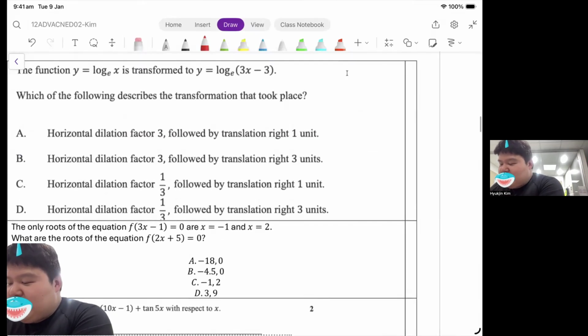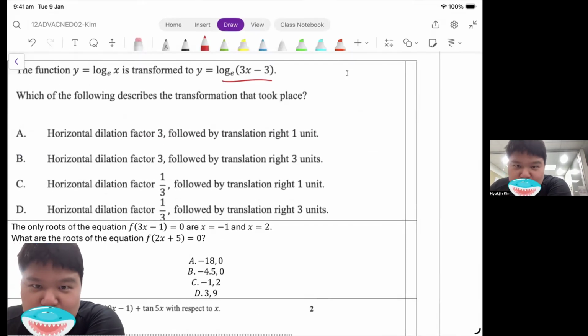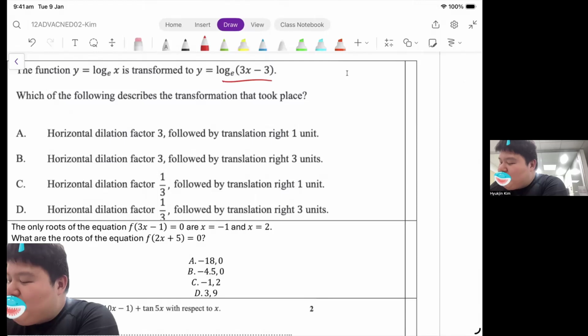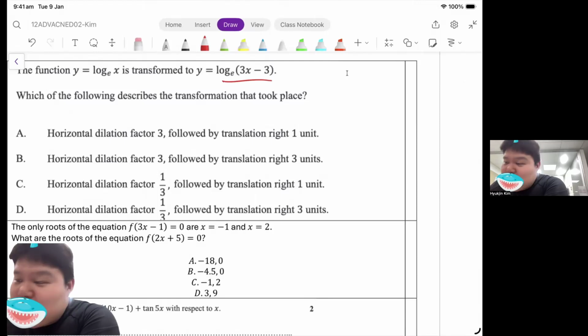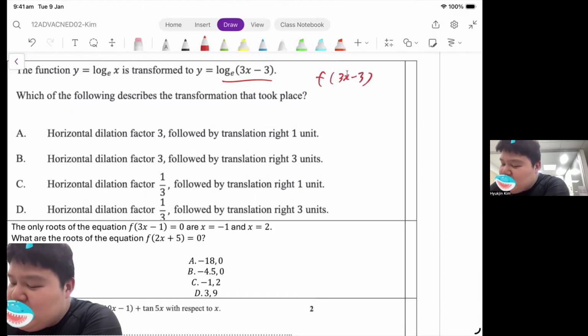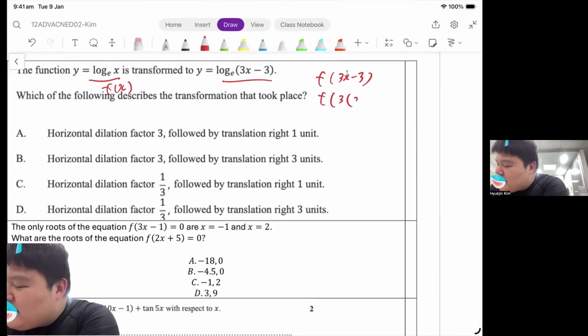The function y equals ln x is transformed into that. Now, some of you guys made a bit of a mistake here. You have to remember we prefer to have it vectorized. It's the same as f of 3x minus 3 right now compared to f of x. This is f of x. So now we need to have it as f of 3 bracket x minus 1.